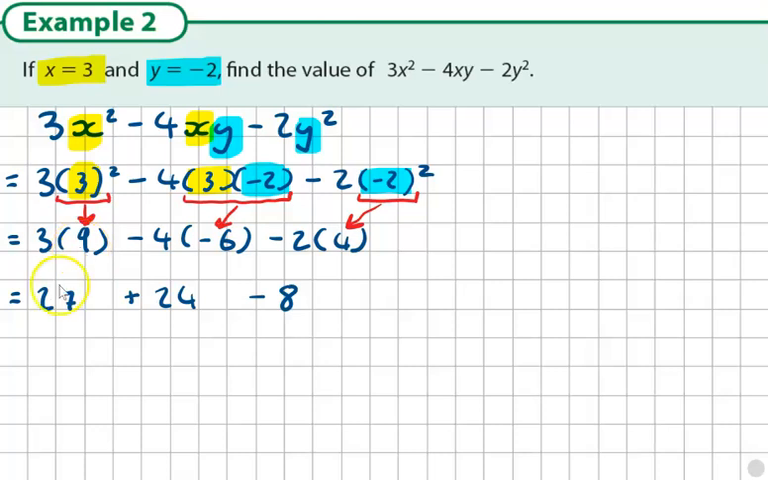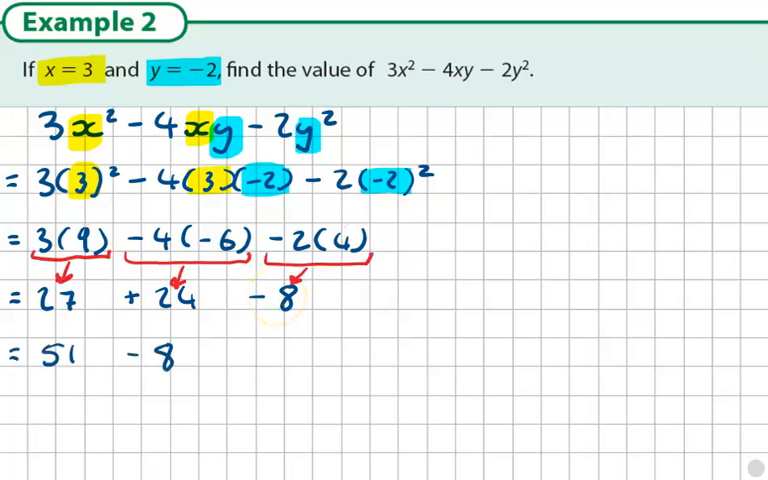So then 3 times 9 is 27, -4 times -6 is +24, and -2 by 4 is -8. So again, I've drawn in some arrows just to show where each of those numbers came from. And then 27 plus 24 is 51, and we bring down the -8. And 51 minus 8 is 43.